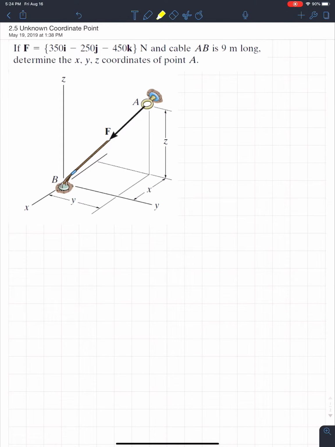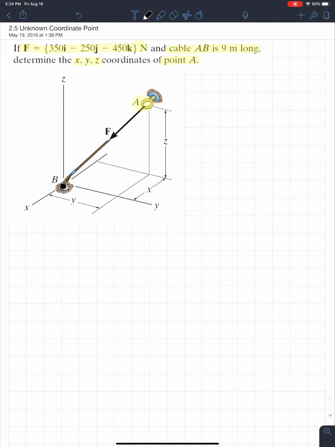Alrighty, so looking at the question, it says if F is equal to, and then a big long force vector, and cable AB is 9 meters long, determine the X, Y, and Z component of point A. So point A is the one up here, and that makes sense because judging by our axis, we know that coordinate points down here at B are going to be 0, 0, 0, since it's right at the origin. So the best thing I like to do to start these kind of questions is let's just write down all the information we're given, because then we can start to decide, okay, what's missing? What do I need to do?